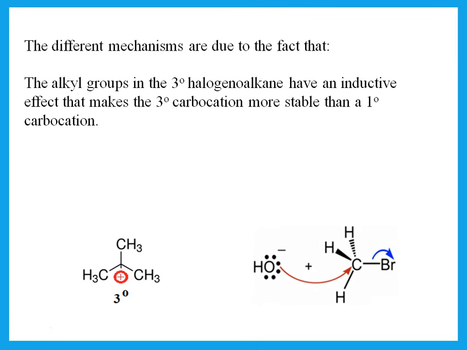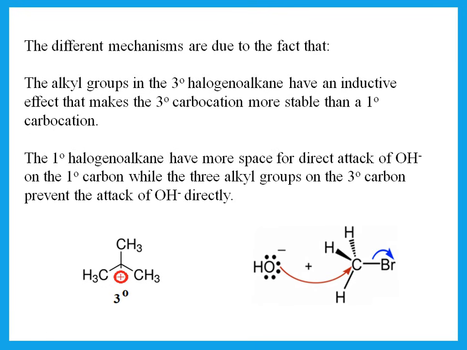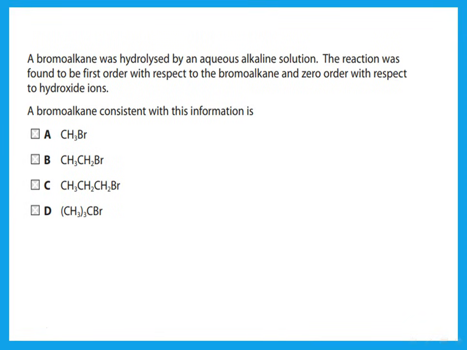Another reason is that the primary has more space for the hydroxide to attack directly. If we were to have the hydroxide attacking directly on a tertiary, the alkyl groups will not allow this direct attack. So that is why we have different mechanisms if we're talking about tertiary or primary halogenoalkane.